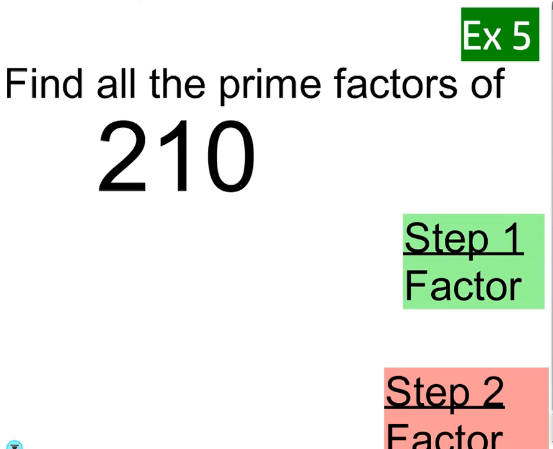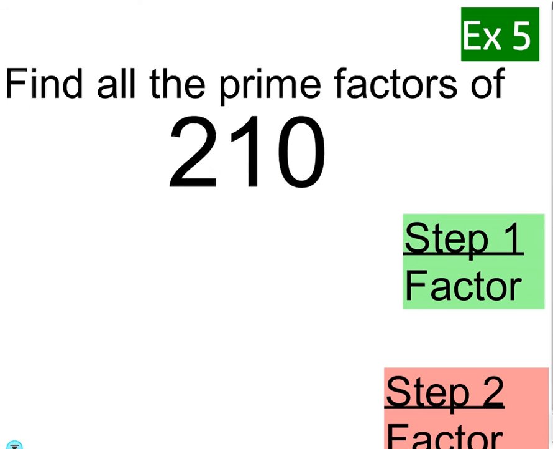Examples, 210. Okay, so can you think of two numbers close to each other that multiply to give you 210? Not 30 and 7, right? Those are far apart. 21 and 10, I think that's the closest. 105 and 2. 105 and 2, okay. Okay, so we'll do, what did we just say? 21 and 10.